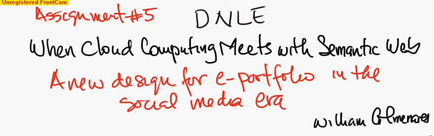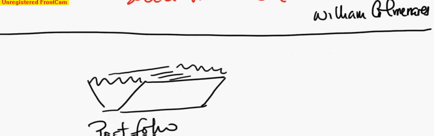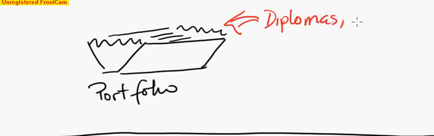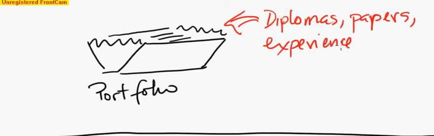First, we should define what a portfolio is. A portfolio is a place where you collect evidence of your work, knowledge, and achievements. You can put in there diplomas, your papers or articles, your experience, evidence of your experience, and awards, for instance.